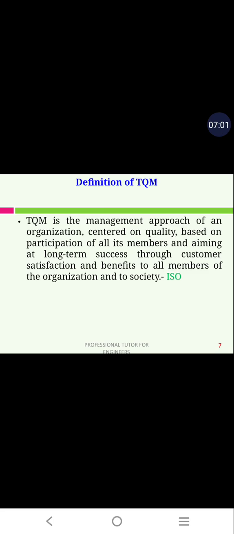And next we will see some definitions of total quality management. There are a few definitions related to total quality management. Now we will discuss them one by one. The first one is ISO. What do you mean by ISO? ISO is nothing but the International Organization for Standardization. You would have heard about ISO in some products. You can say an ISO standard company or ISO certified company, or ISO certified product, like that.